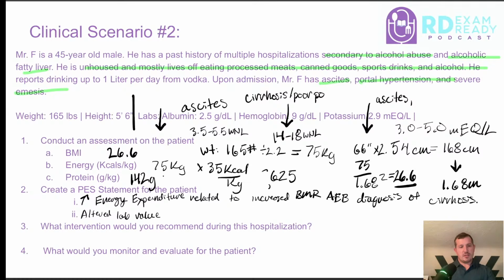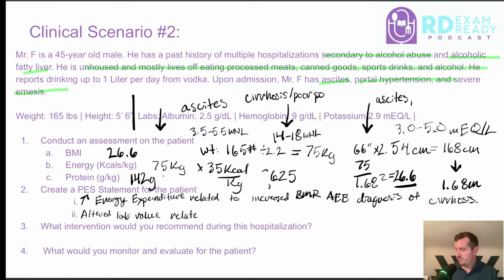Yeah. So a question in the chat here is if this PES statement would work. Poor nutrition related knowledge. What I would call that is nutrition and knowledge related deficit. Related to undesirable food choices, I would say it'd be related to lack of knowledge on types of foods to eat for cirrhosis, as evidenced by dietary recall. That would probably be my best fit in that case.